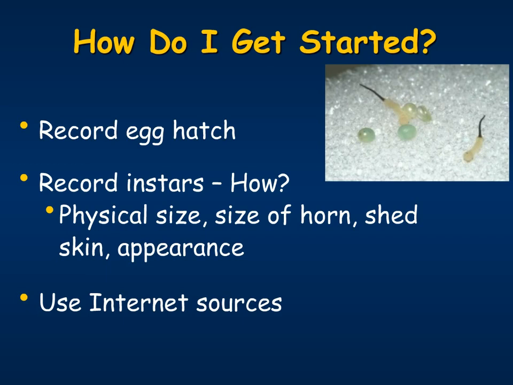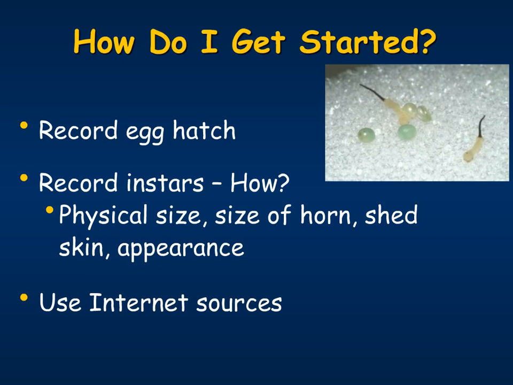So once you get your hornworm, you will be recording that egg hatch. And then you will record the instars. Again, how are we going to do this? Well, some of the things that you're going to look for is changes in physical size and also changes in size of the horn on the back of its abdomen, shed skins, and then as it goes through the later instars, you're really going to see a lot of difference in the actual appearance as well.